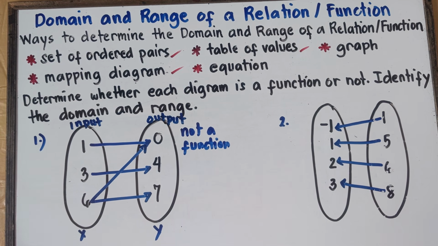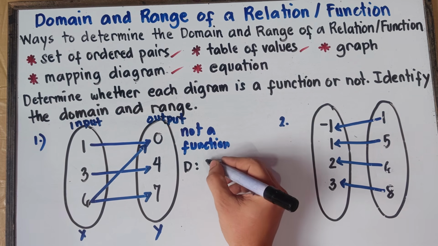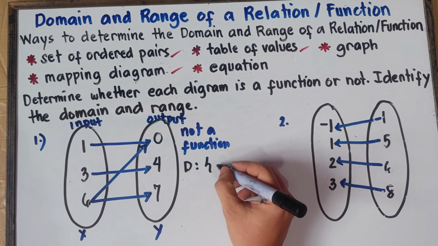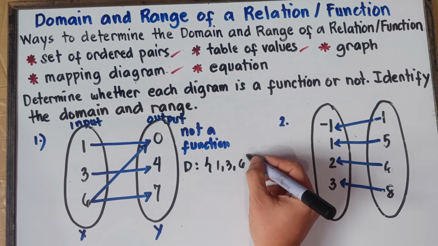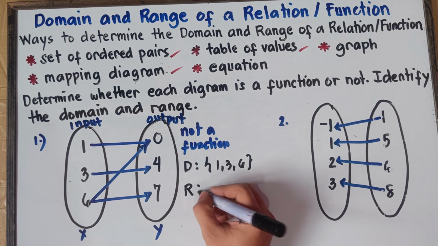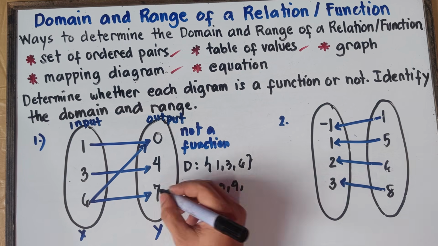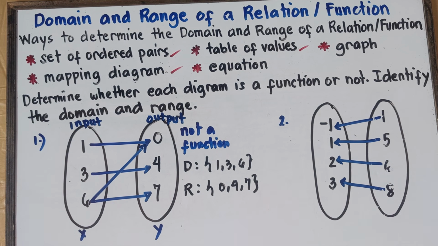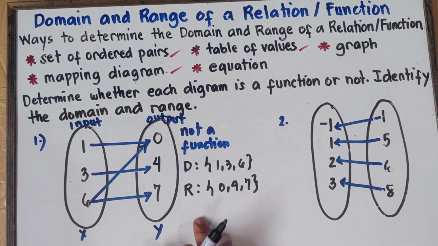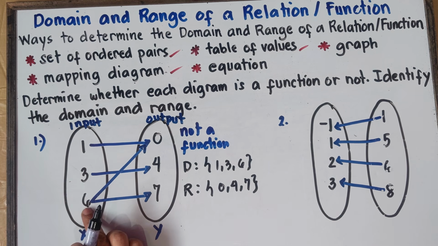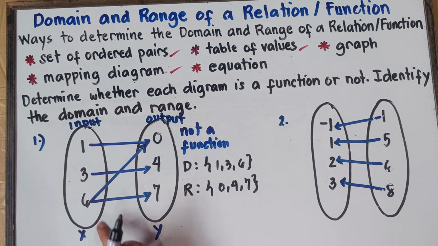Alright, and therefore the domain, there will be the x value, so this one right here, 1, 3, and then 6. And then for the range, we have 0, 4, and then 7. That's it, class. That's the answer with regards to example number 1. So it will not be a function because this input 6 corresponds to 2 different outputs. Or we have 2 arrows going to this output, therefore, this will not be a function.